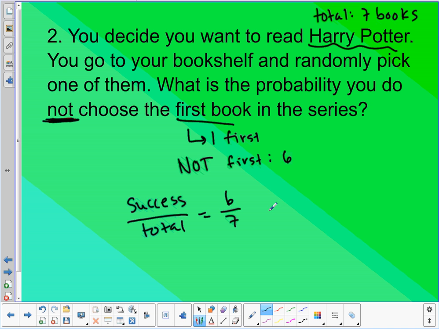6 out of 7 is the same thing as approximately 0.857. We also typically round probability out to that third decimal place. So you would look at the fourth one. What does the fourth one tell you to do with the third one? That's what we'll do with probability there.